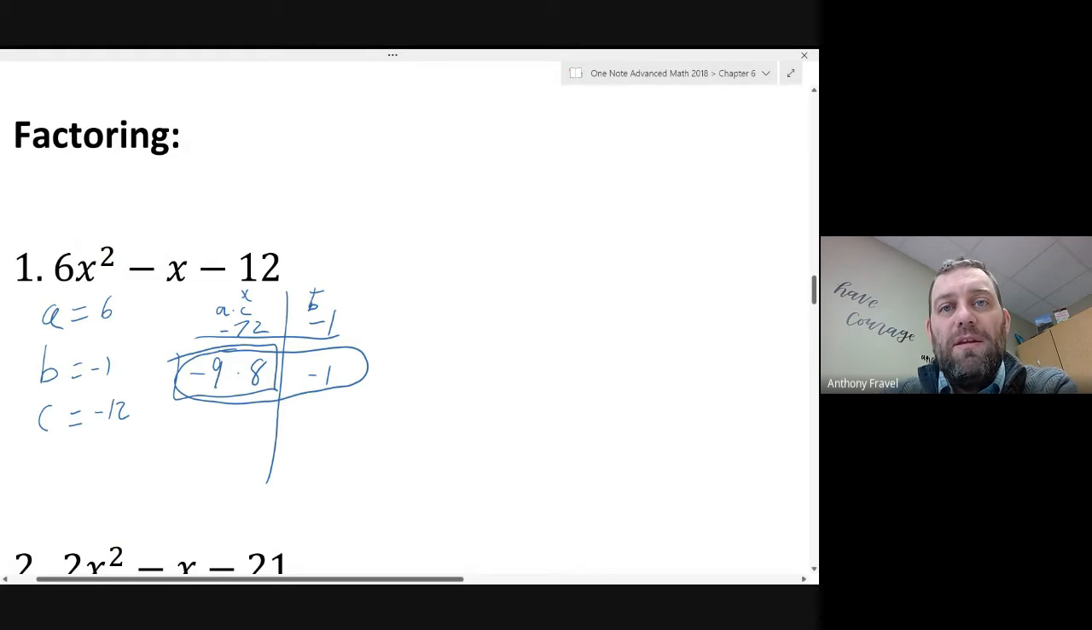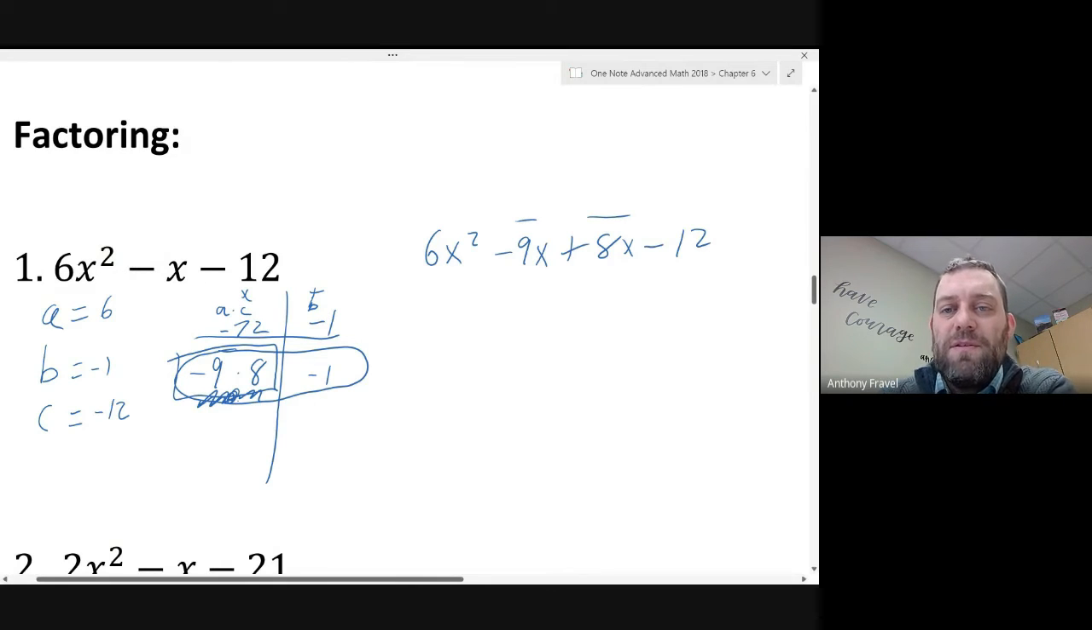Now, here's where we deviate. Here's where we do something a little bit different than we did before. For this one, we're still going to write this 6x squared. We're still going to write that first term. But instead of putting it directly into parentheses, we're going to write these extra 2 terms that we just solved into this equation. So I've got 6x squared minus 9x plus 8x minus 12. I took these terms right down here, and then I plugged them in to this spot and this spot.